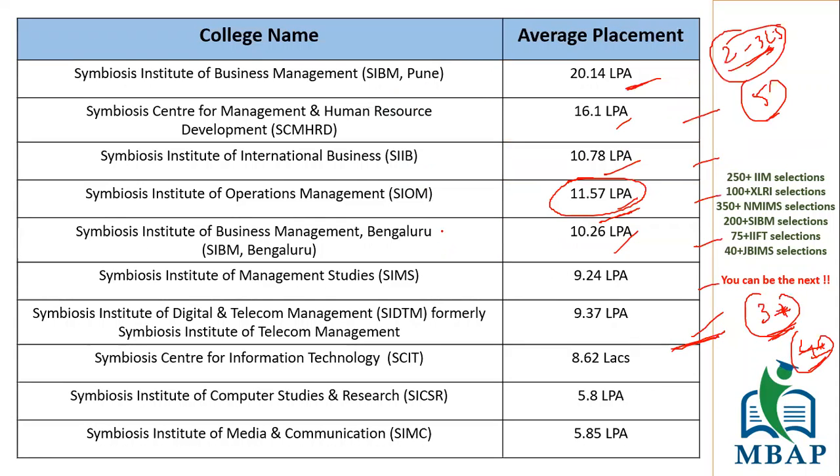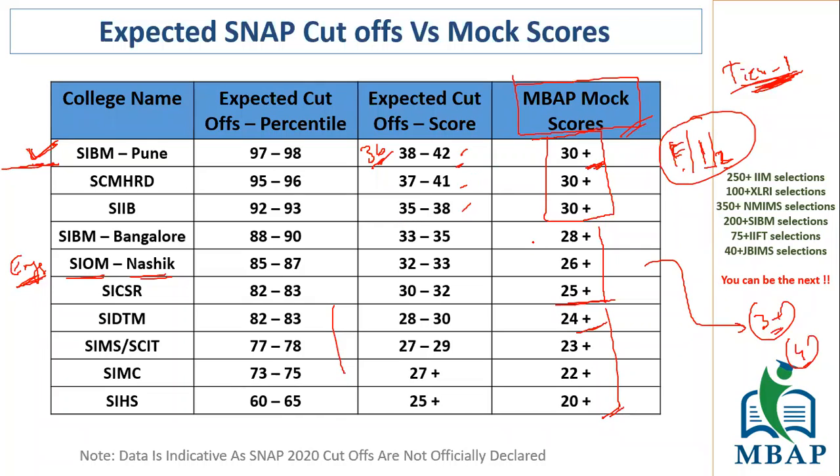Look at the packages offered by these colleges. Here you can see the packages, and obviously the mock scores. Other than that, for the other colleges, I'll put up a separate video about it. When you have the SNAP exam, the expected cutoff might change if they play around with the difficulty level. So I'll put up a separate video on that. Make sure that you watch that video as well, so that you take an informed decision about applying to other colleges.